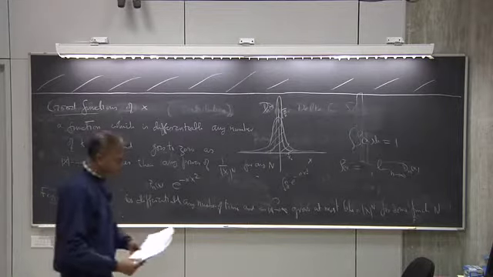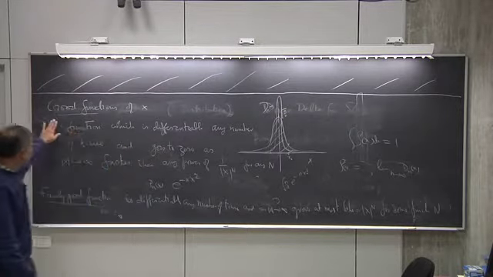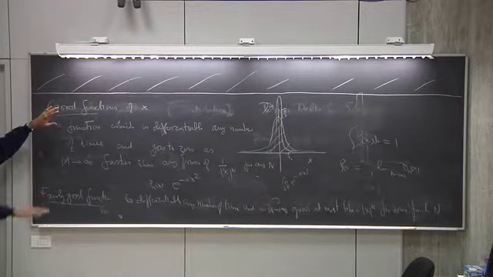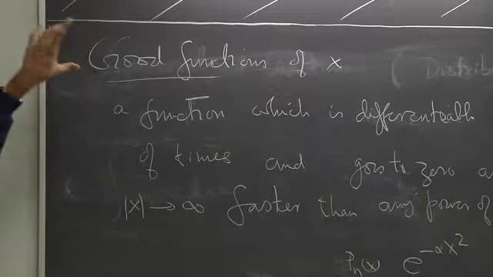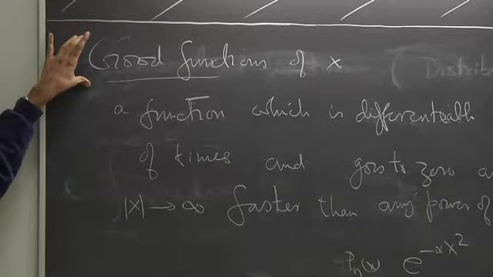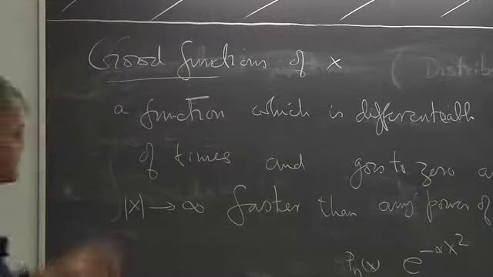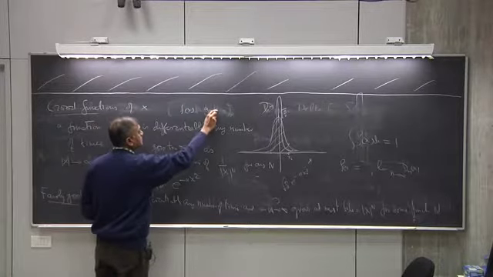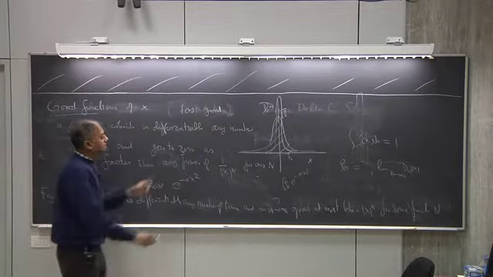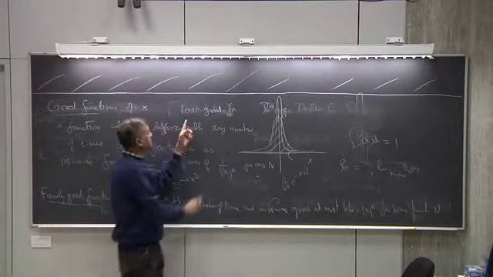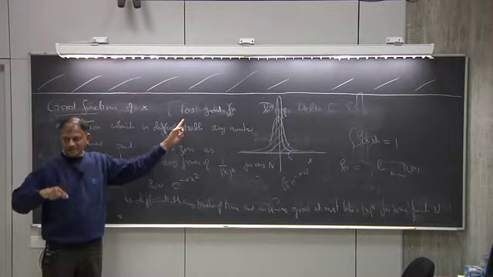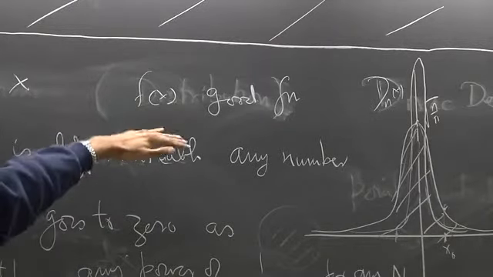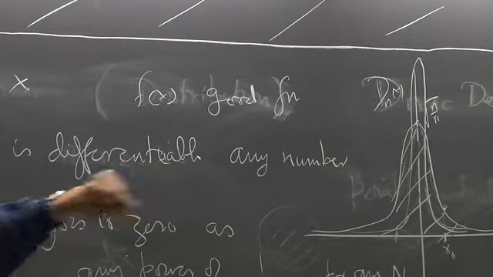There are some nice things you can say about this. We will come to that later. One can show that if you take a Fourier transform of a good function, suppose some function f of x, which is a good function, then the Fourier transform, capital F, that you define from this is also a good function. So there are some very nice things that you can say about this good function, which we will need.